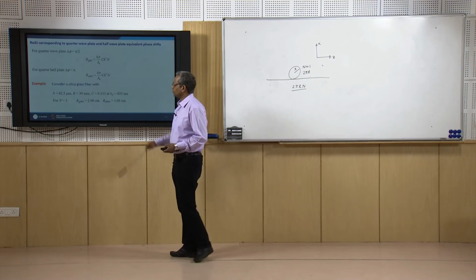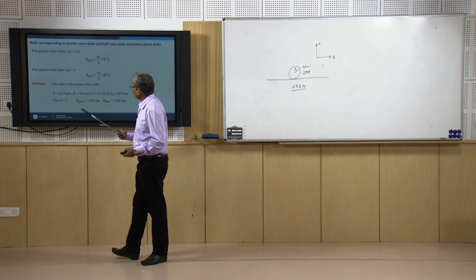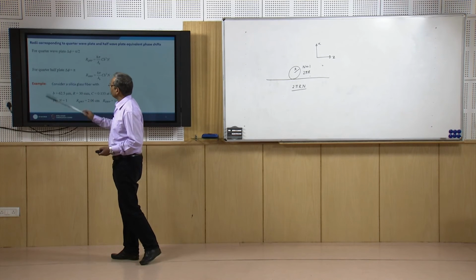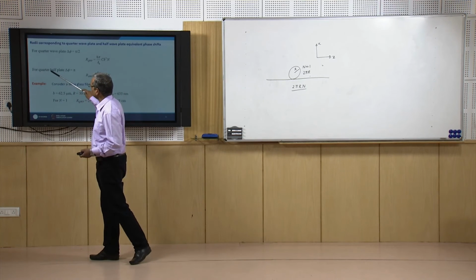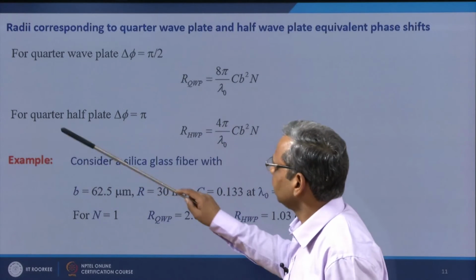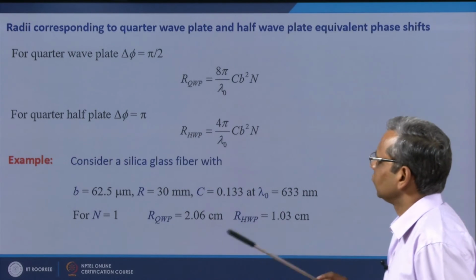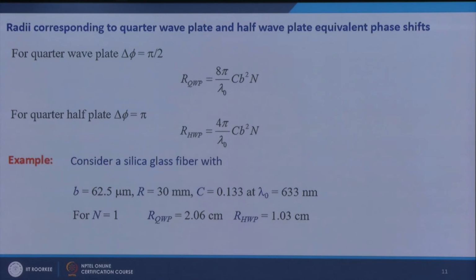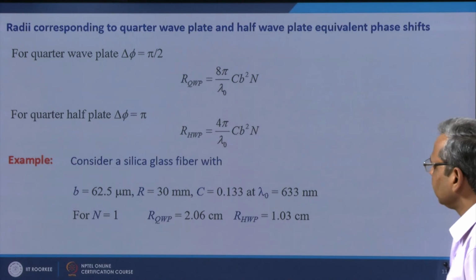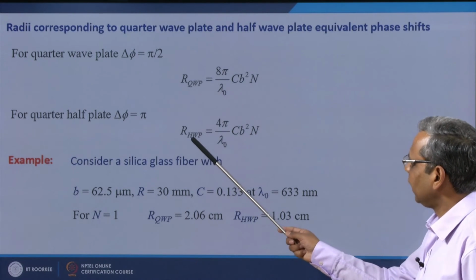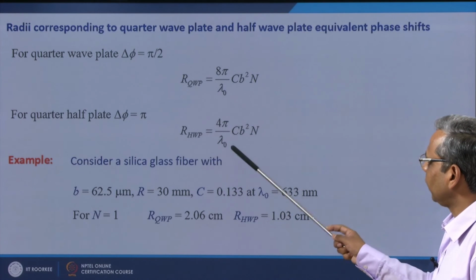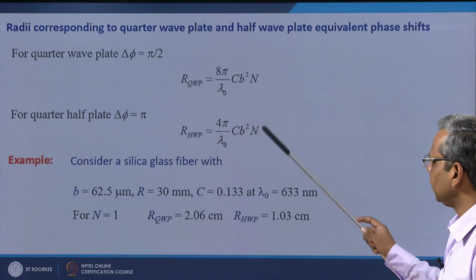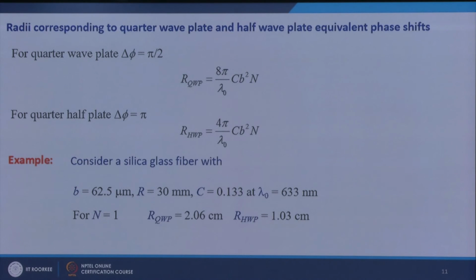for n number of loops. For half wave plate, I am sorry, there is a typographical error here. For half wave plate, this quarter should not be there. Delta phi is equal to pi and the corresponding radius is given by r HWP is equal to 4 pi over lambda naught times c times b square times n.